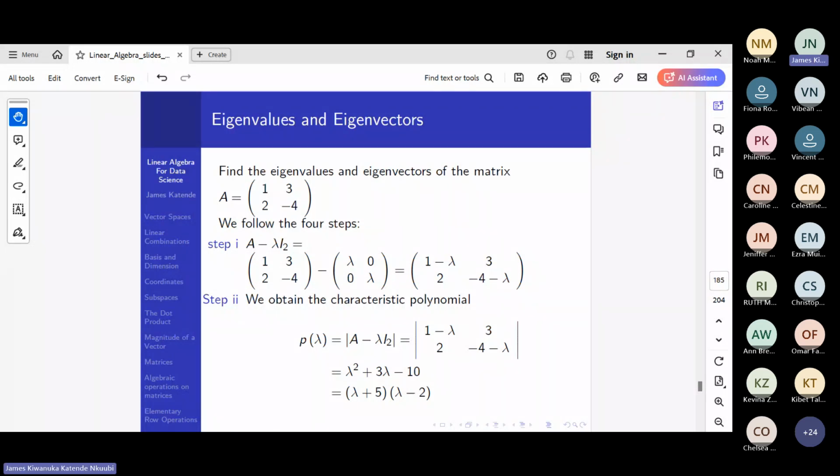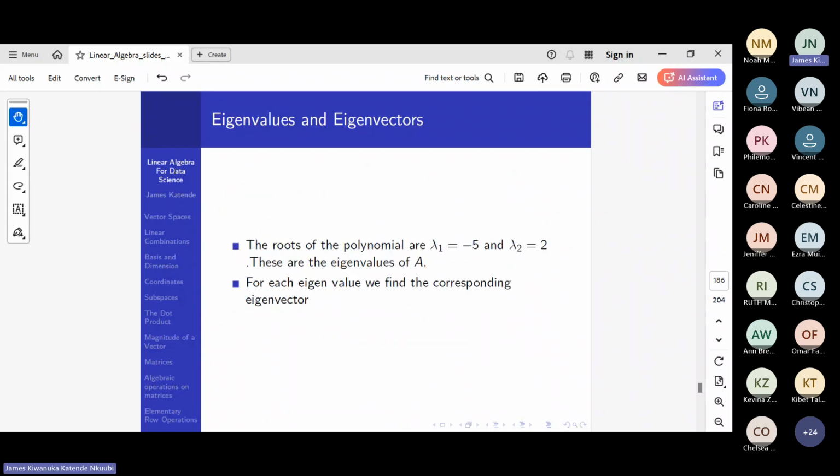which you can factorize as lambda plus 5 and lambda minus 2. So once you factorize the polynomial, you can get the roots. The roots are the values for which the polynomial is equal to 0. So that will be lambda is equal to -5 and lambda is equal to 2. So those two become your eigenvalues for this matrix. Now, for each of the eigenvalues, you need to compute the eigenvectors. We shall do each separately.